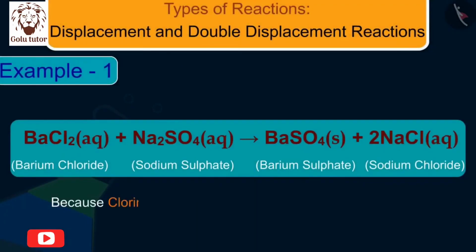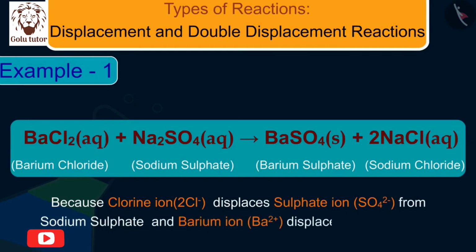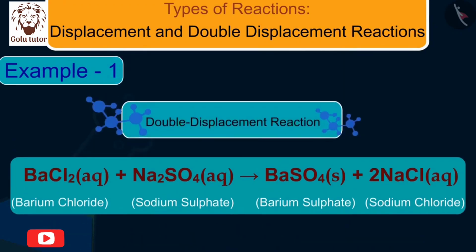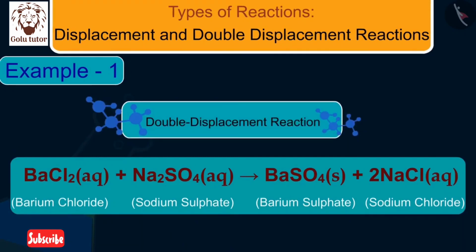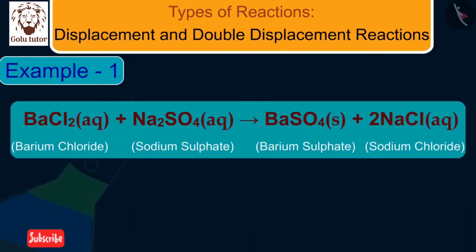Because chlorine ions 2Cl⁻ displace sulfate ion SO4²⁻ from sodium sulfate, and barium ion Ba²⁺ displaces sodium 2Na⁺ from sodium sulfate. Therefore, it is a double displacement reaction. Friends, isn't this an interesting reaction? But what causes this reaction?